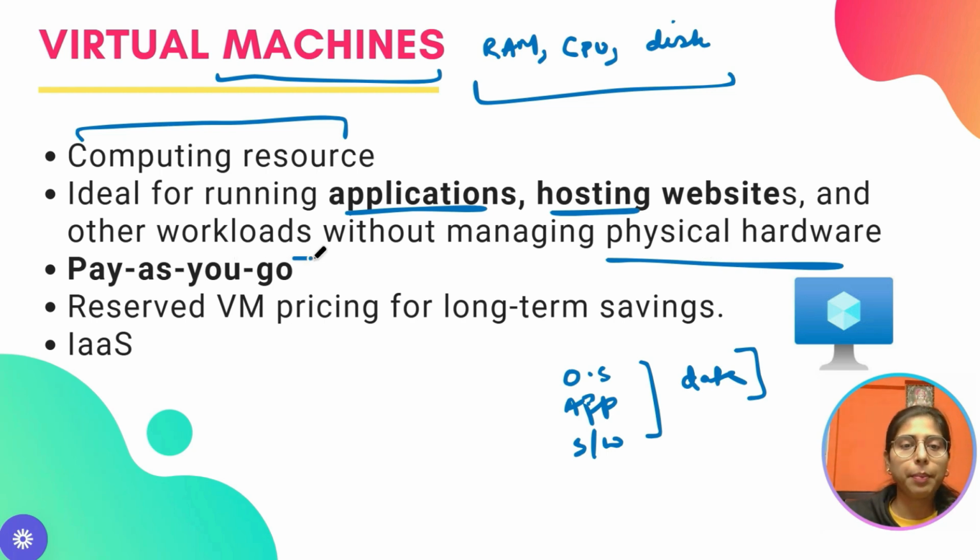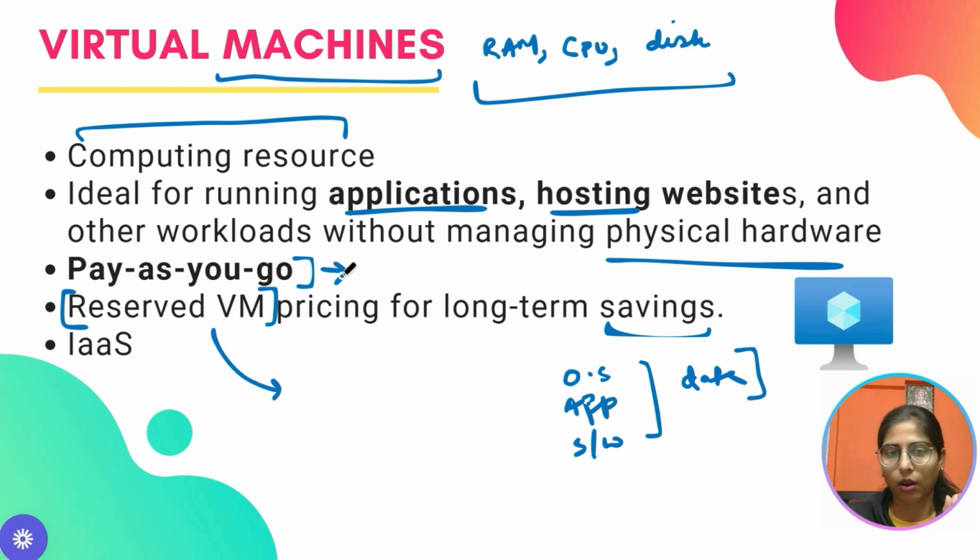Now it works on a pay-as-you-go model. That means you are going to pay only for that number of hours in which you are running the virtual machine. There are a few savings that you can do if you are going to use your virtual machine for a very long period of time and you are sure that you are going to use it for 3 years or 2 years. In that case, you can reserve your virtual machines. Then the costing of those virtual machines will be very less in comparison to pay-as-you-go model, right?